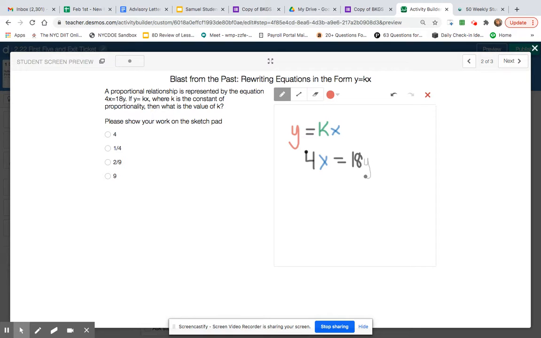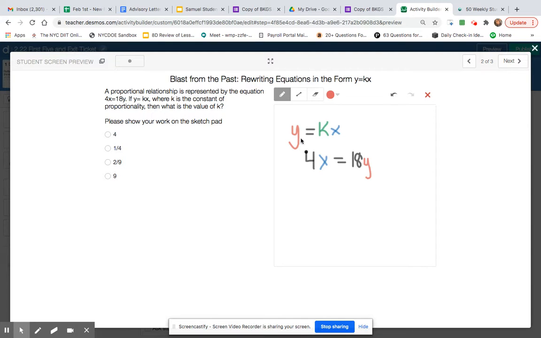right? So notice, guys, in the equation that represents a proportional relationship, notice that the y is by itself. Notice that there's no number, right? There's an imaginary 1 here. So anytime you don't see a number next to the y, it's 1. That's the goal of this equation here. We have 4x equals 18y. I don't want to have this 18 next to this y. I want to get rid of it. So how am I going to do that? I need to divide both sides by that number that is next to the y.